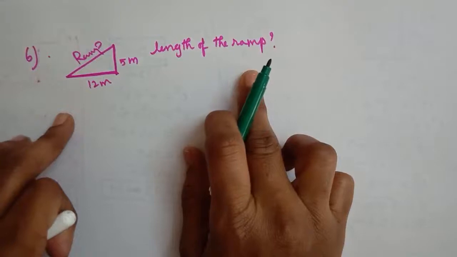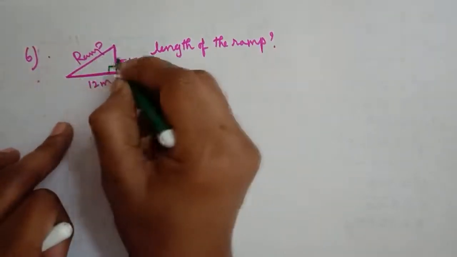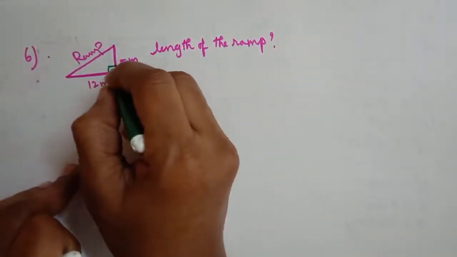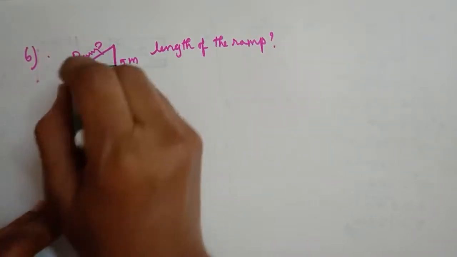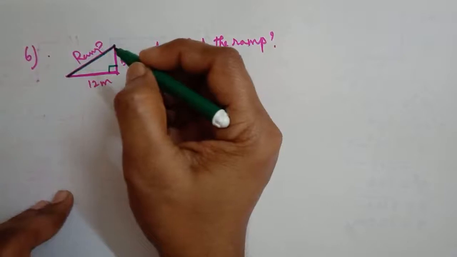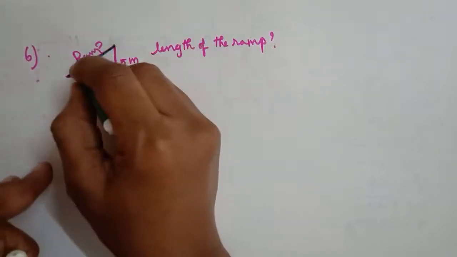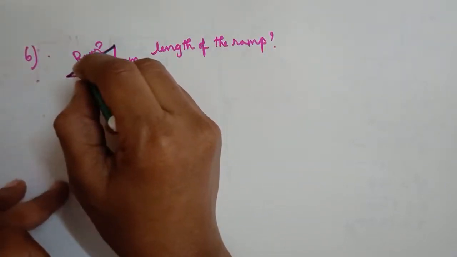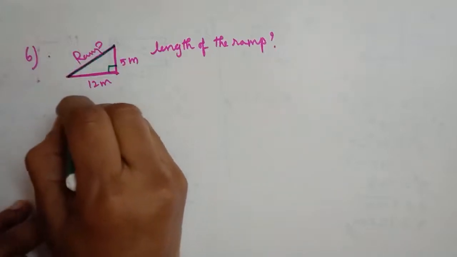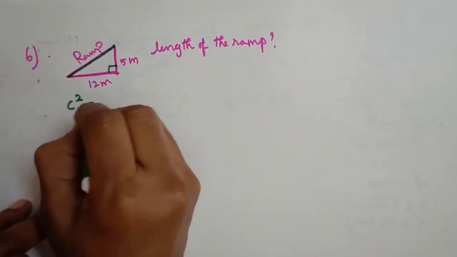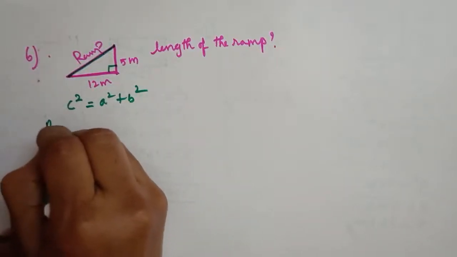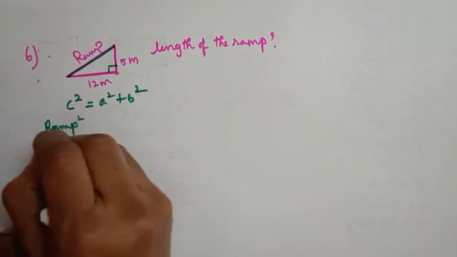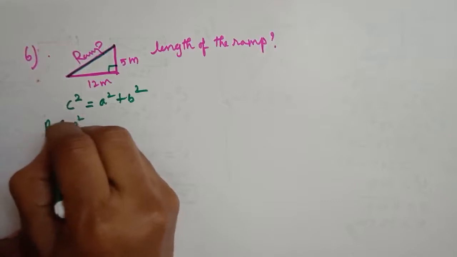Length of the ramp. This is looking like a right angle triangle. We are given a right angle triangle, so this is the base, this is the perpendicular side, this is the hypotenuse. We have to find the length of the ramp. So what is the formula? By using Pythagoras theorem, c squared is equal to a squared plus b squared. Let the ramp be x.